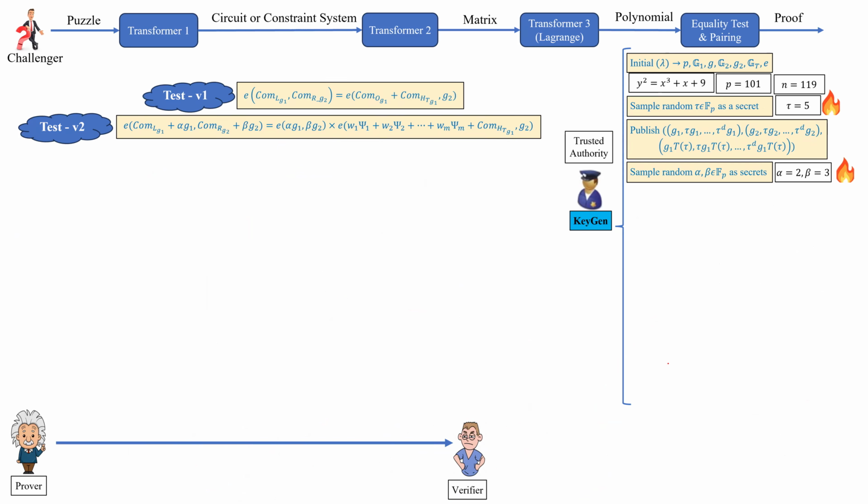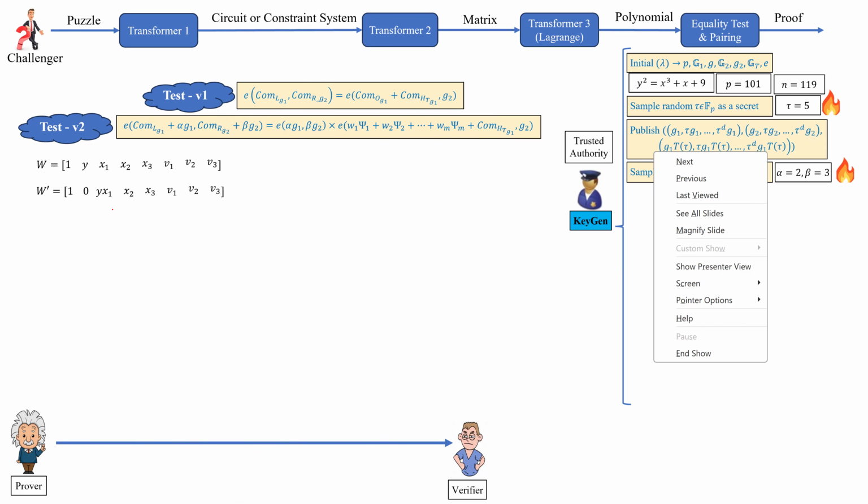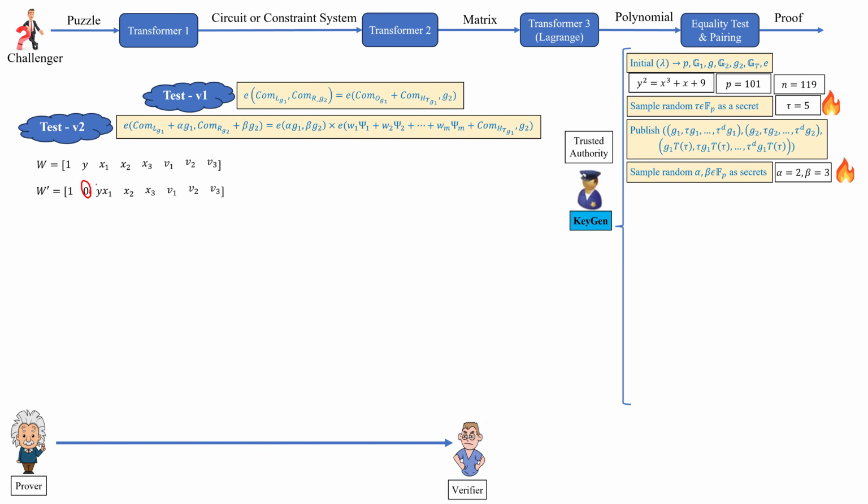Okay, now we want to discuss that test version 2 is not enough. Test version 2 is better than test version 1, but it is still vulnerable to some attacks. Remember that this was the witness vector. If the prover replaces the witness vector with another witness vector by adding an extra zero here, the prover just adds an extra zero.